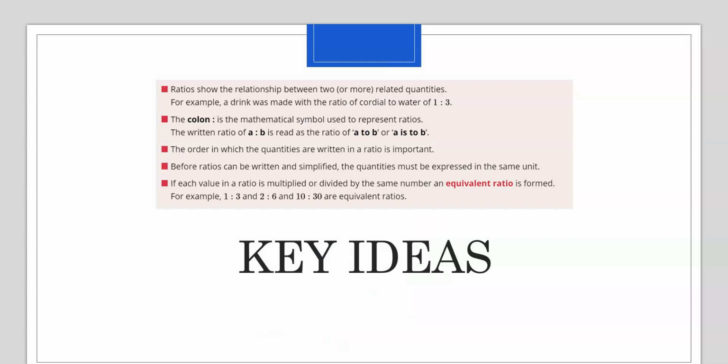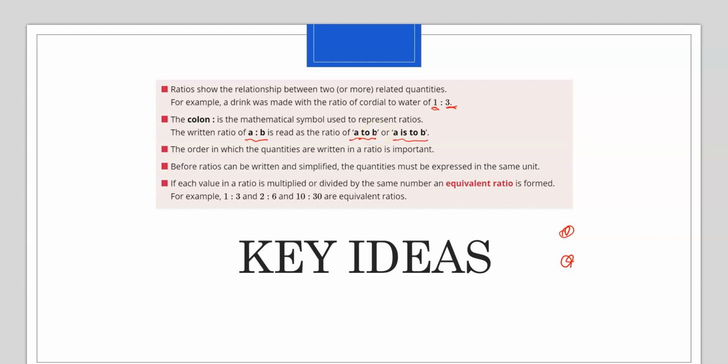Okay, so the key ideas from what we've looked at so far today. Ratios show the relationship between two or more related quantities. So if we're looking at a drink that's made of cordial to water, it might be 1 part cordial to 3 parts water. The colon, that's our 2 dots, is the mathematical symbol used to represent ratios. So the written ratio of A:B is read as the ratio of A to B, or you can say A is to B. So 1 is to 2, or we say 1 to 2.